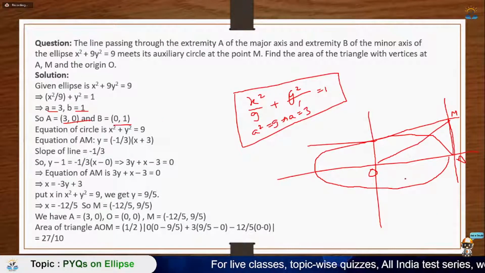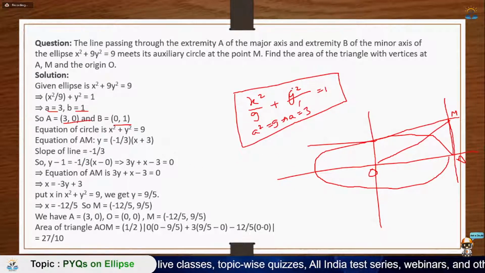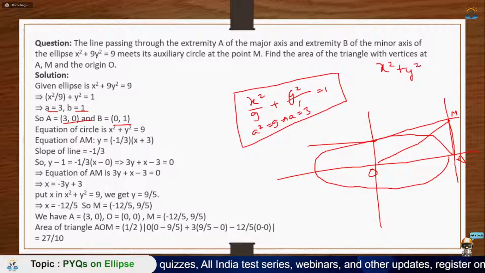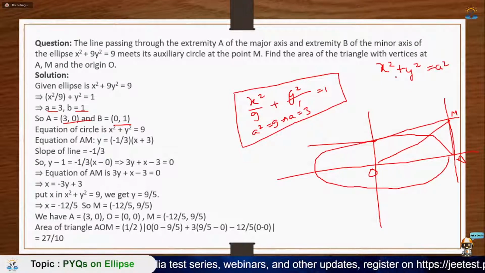So basically I've got these 2 points, and then I know that the auxiliary circle equation of an ellipse, if you don't know, is x square plus y square equal to a square. And since here a square is equal to 9, so this is my auxiliary circle equation. So this is my line AM.